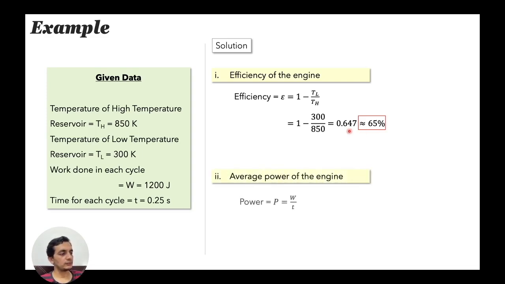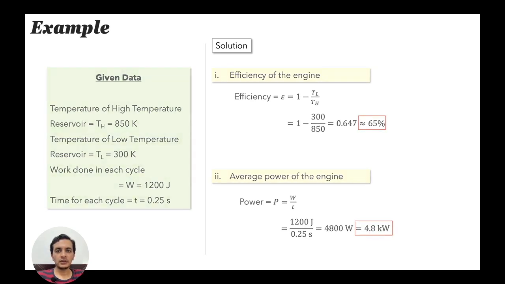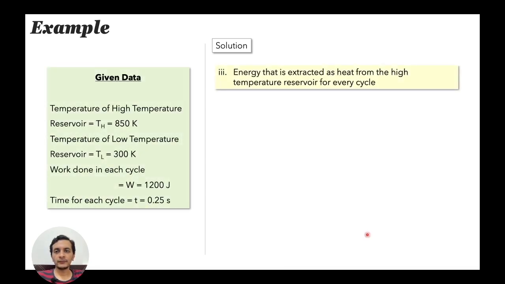Now in part 2, we are required to calculate the average power of the engine. We know that power is equal to work done in unit time. So the work done is 1200 joules, and the time for each cycle is 0.25 seconds. We put these values here, calculate, and we get 4800 watts or 4.8 kilowatts. Both of these parts are very simple.